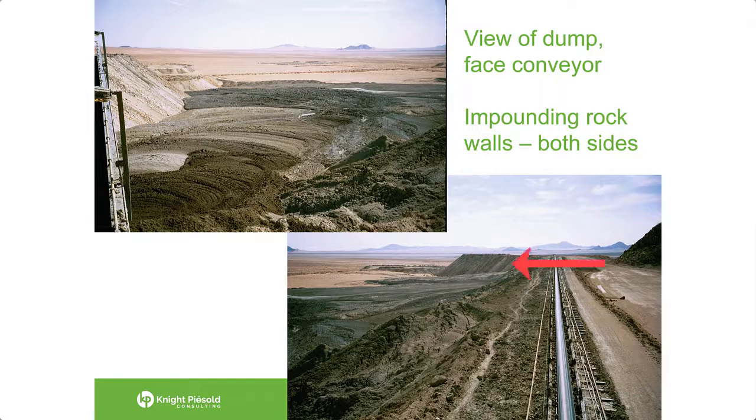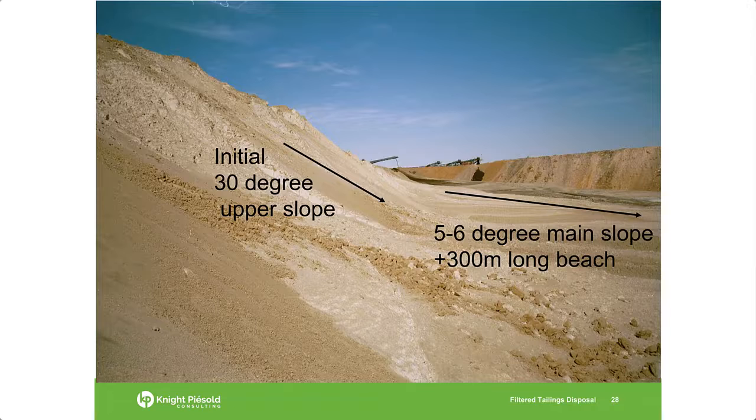Again, you do need some impoundment or wing walls to make sure that the tailings does stay within the footprint of the design. What we found was that right next to the stacker we achieved a slope of 30 degrees, and then the material flowed out at 5 to 6 degrees, and over time that changed.